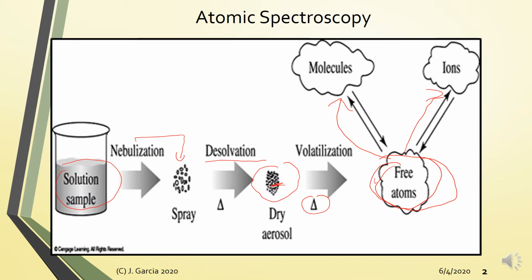So, as you will see later, the different techniques used in atomic spectroscopy are done to ensure that the analyte is in its atomic form, and not transformed into molecular or ionic forms.